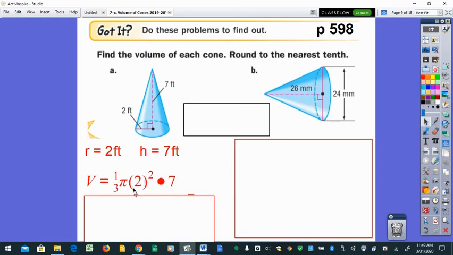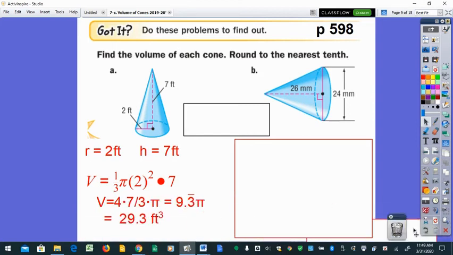Now I'm going to get out here and I'm going to take the 2 squared, which is 4. I'm going to multiply it by the 7, and I'm going to divide it by 3. And you should see 9.333333 in the calculator. I'm going to put my bar notation with my pi, and that's called my exact answer. I have not approximated, and I haven't multiplied by pi yet. Now, the minute I take that 9.33333 and multiply it by pi, then I will have my approximate volume.